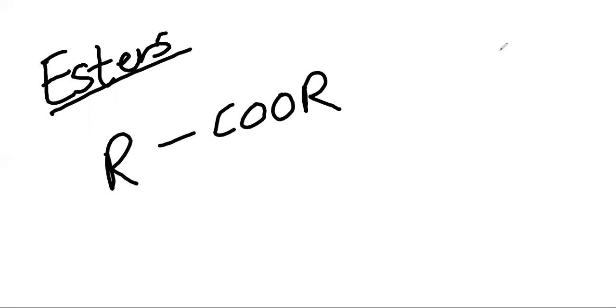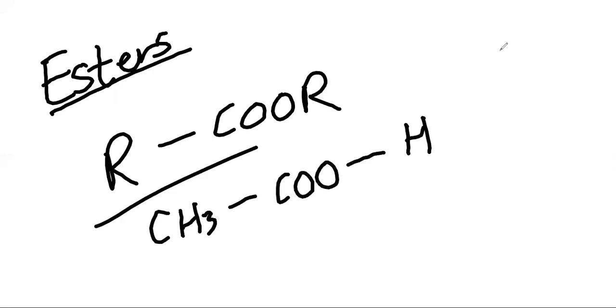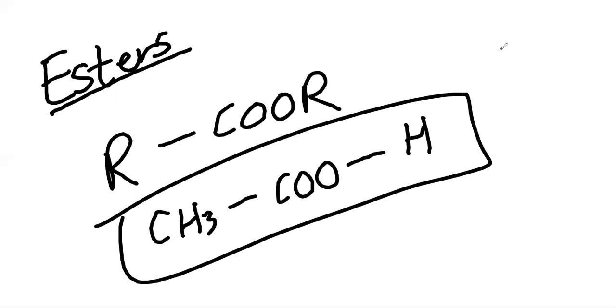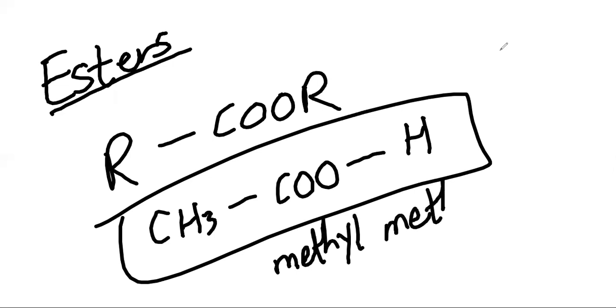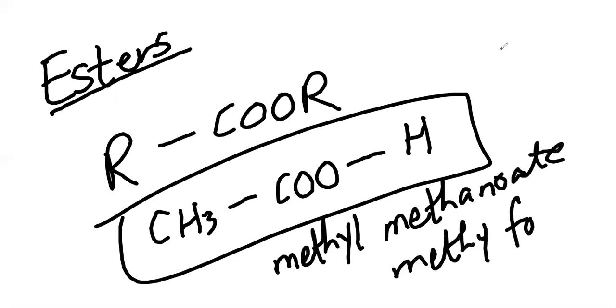Esters. COOR are called esters. Means R is here also, on both sides. You will be adding CH3 here and COO and H. This is the ester formula. This is called methyl methanoate or methyl formate.